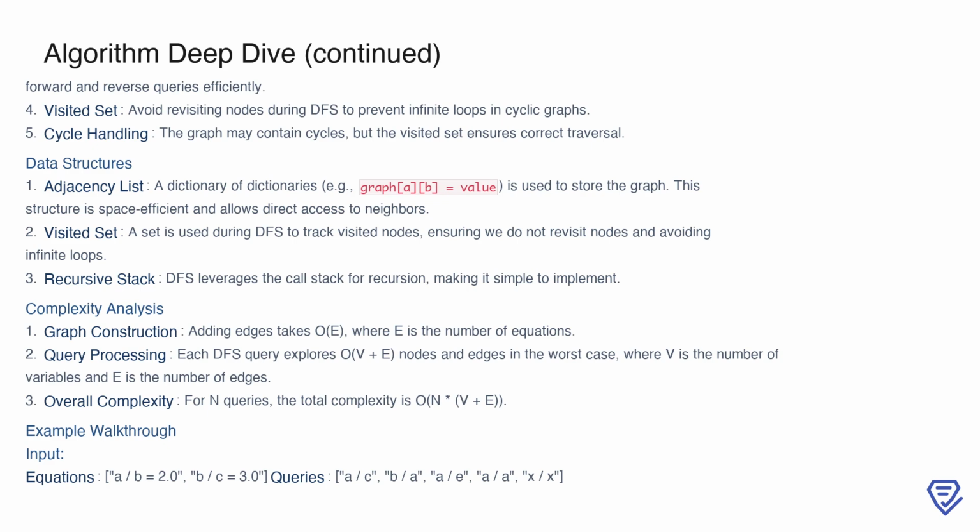The visited set ensures that cycles in the graph do not lead to infinite traversal, while the adjacency list representation provides quick access to neighbors, making the approach both space-efficient and practical for sparse graphs.